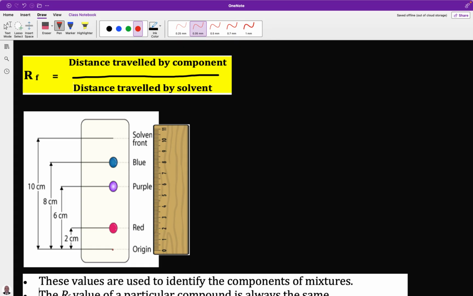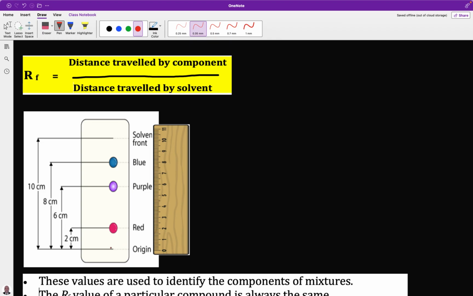After dissolving in solvent, the components had to travel up the paper. The distance traveled by the different components was measured using a ruler. Now, the first component was red. This is the red color. The second component has a purple color, and the third component had a blue color.